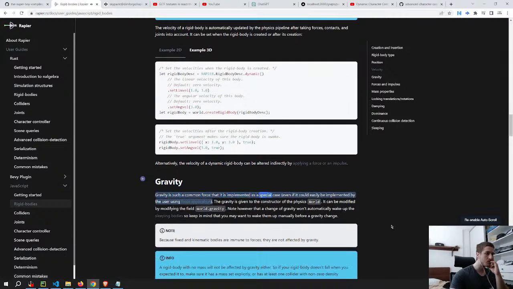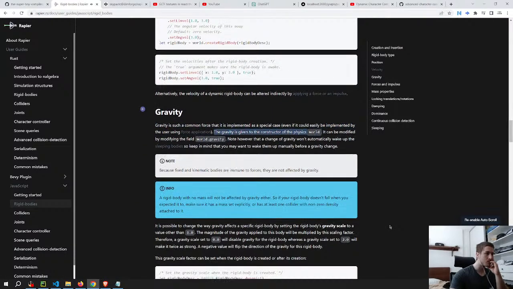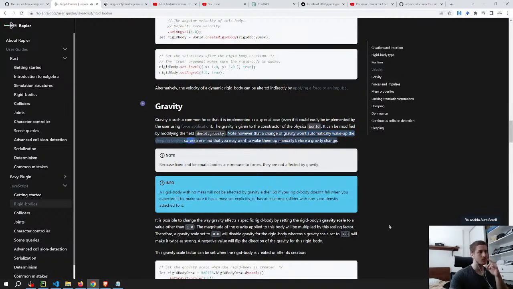Gravity. Gravity is such a common force that it is implemented as a special case, even if it could easily be implemented by the user using force application. The gravity is set in the engine constructor of the physics world. It can be modified by modifying the field world gravity. Note, however, that the change in gravity won't automatically wake up sleeping bodies, so keep in mind you may want to wake them up manually before a gravity change.